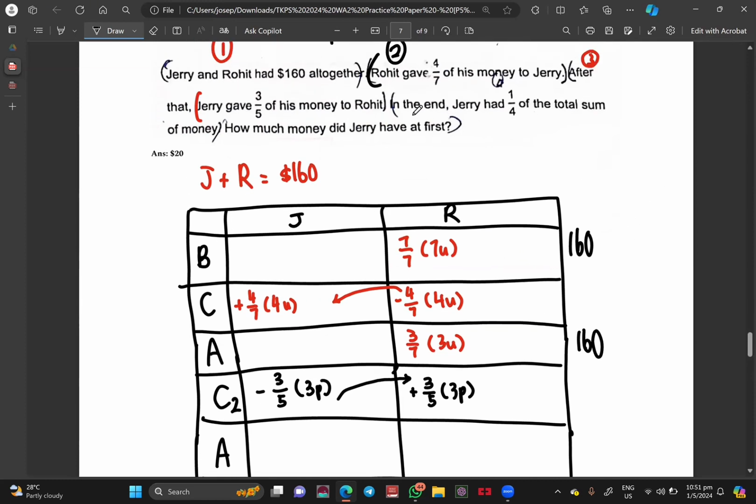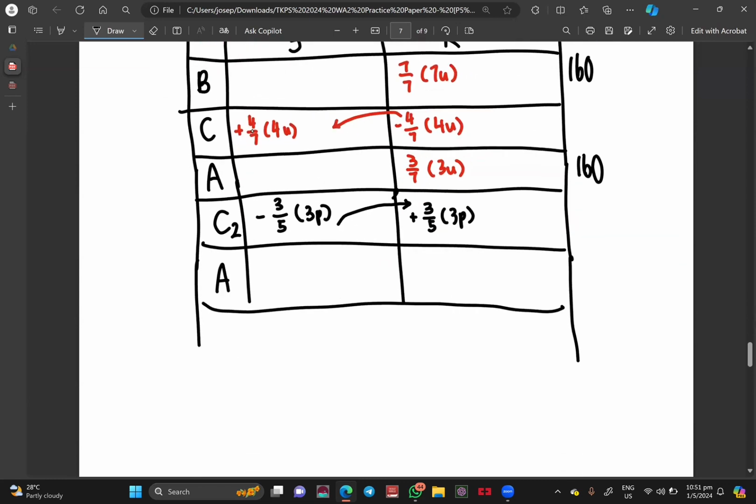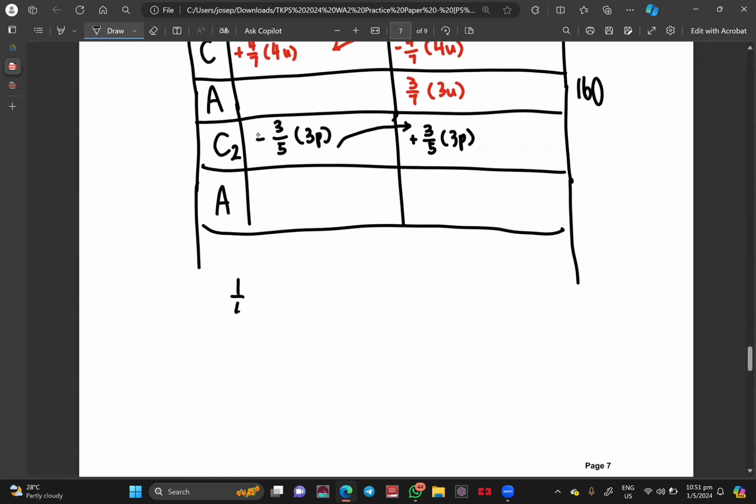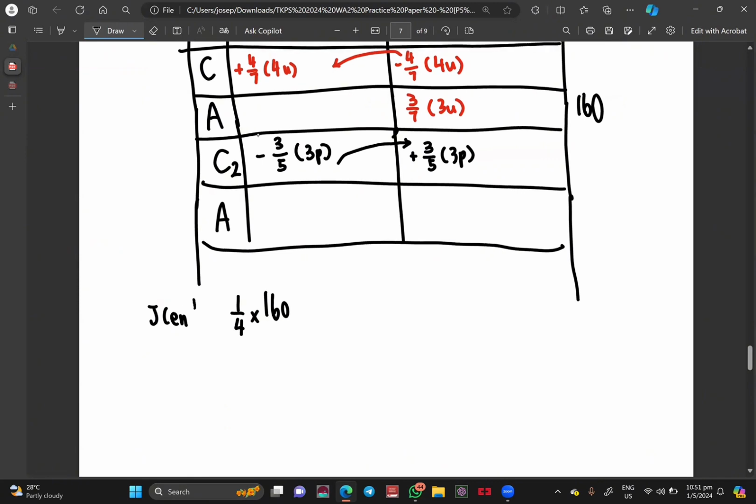What else can we do? We know that in the end, Jerry had 1/4 of the total sum of money. What is the meaning of 1/4 of the total sum? Of basically means we are going to multiply, isn't it? Multiply by the total sum. The total sum is $160, and that is the amount Jerry had in the end. So if 1/4 times 160 is what Jerry had in the end, then we can say that Jerry had $40 in the end.